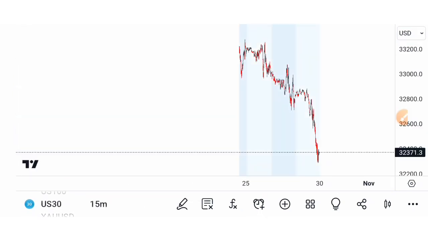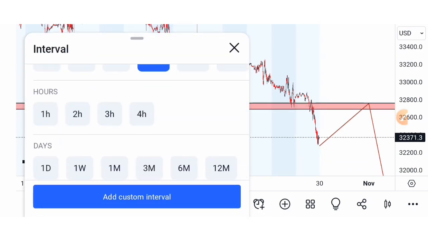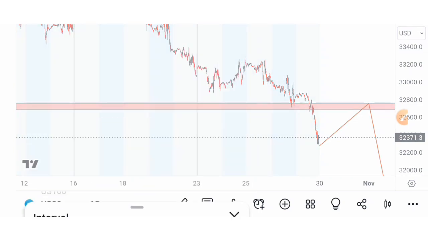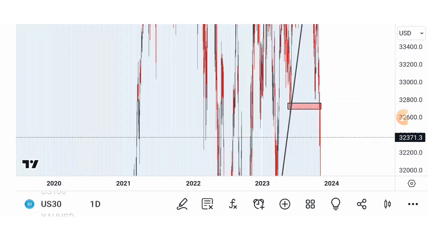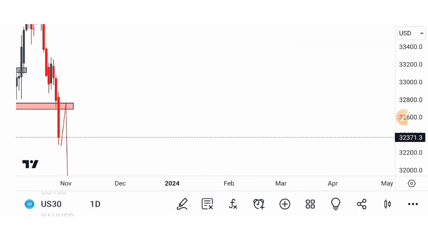Let's start with US30. On this particular instrument, exactly what I anticipated has happened. However, I won't take credit for that, because the market can do anything, right? Let me delete this indicator over here. The market could do anything really.